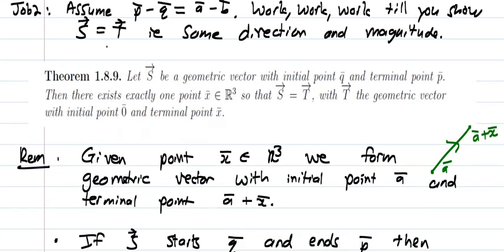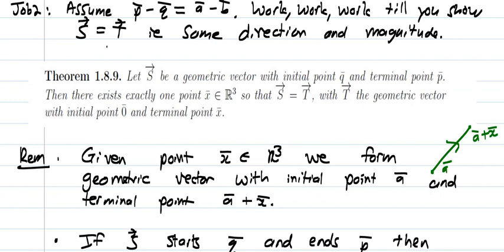Another cool theorem. If S is a geometric vector with initial point Q and terminal point P, then you can show there exists exactly one point X in 3D, because here we are playing with 3D geometric vectors, so that geometric vector S is identical to geometric vector T, where T is a geometric vector with initial point the origin and terminal point X. Now the consequence of this theorem is the following.